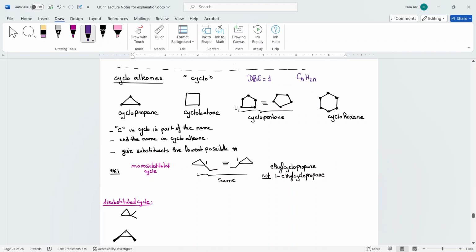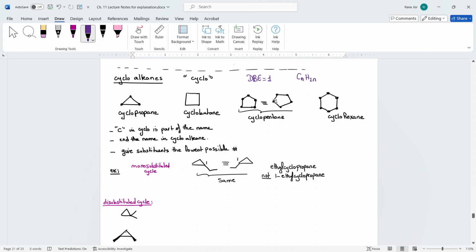Cycloalkanes come in different types, and here we're going to stop at the cycle of 6 carbons. Whenever you want to name a cycloalkane, the cyclo needs to be before the alkane. So this is a 3-carbon cycle. It ends in propane, but it is a cycle, not a chain. This is why you have to put the word cyclo in front. So this is cyclopropane, cyclobutane, cyclopentane.